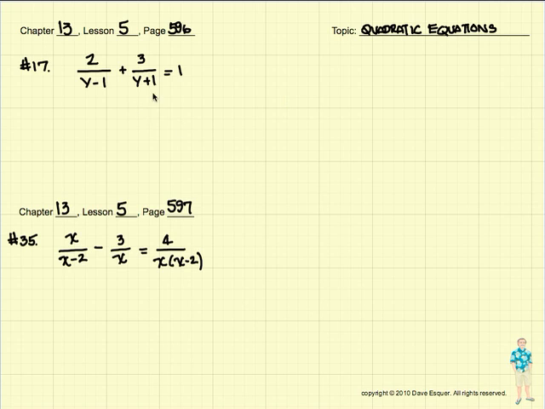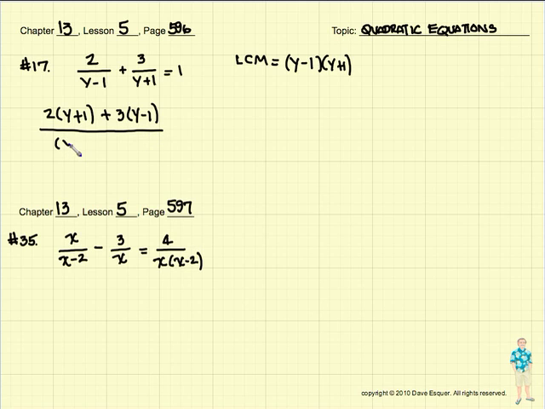2 divided by y minus 1 plus 3 times 3 divided by y plus 1 is equal to 1. And we know automatically, hopefully, that our LCM is going to be y minus 1 times y plus 1. By now this is kind of old hat for you folks, so we're going to crisscross. So we have 2 times y plus 1 plus 3 times y minus 1, all divided by y minus 1 times y plus 1.